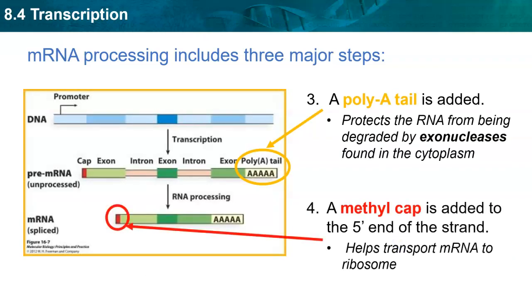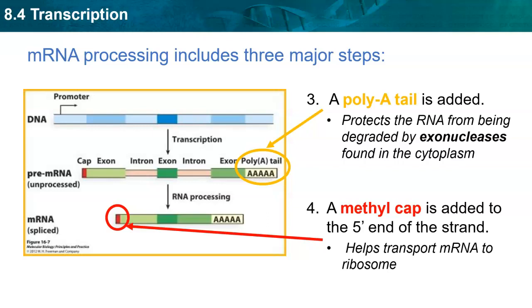So let's take a look at the other two parts of your diagram. Number 3 is pointing to that poly A tail, which again is a bunch of adenine nucleotides added to the 3' end of our mRNA strand. And this helps to protect the RNA.